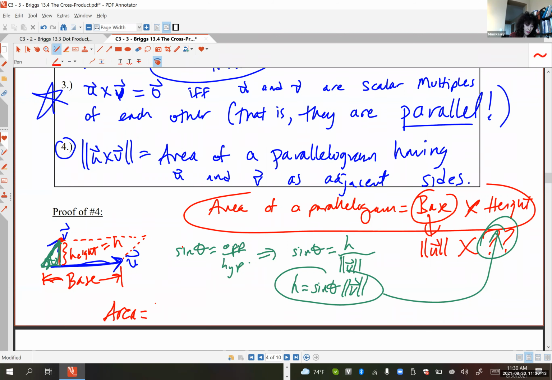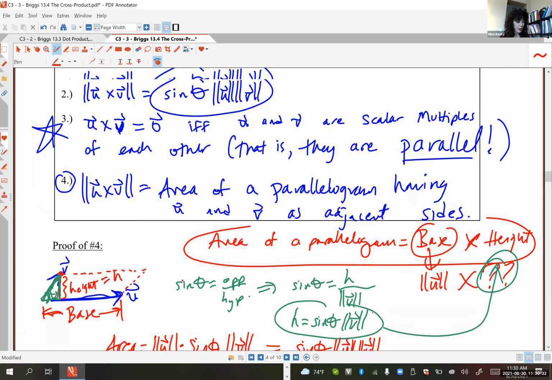You're going to have the magnitude of U times sine theta times the magnitude of V. If I rewrite this so it looks a little prettier, let's put the sine theta in the front so it doesn't look so yucky, and the product of the magnitudes of U and V. Fine.